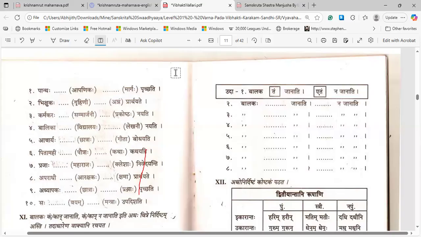आचार्यः छात्रान् गीतां बोधयति. Next. पितामही पौत्रान् कथाः कथयति. Kathayati.